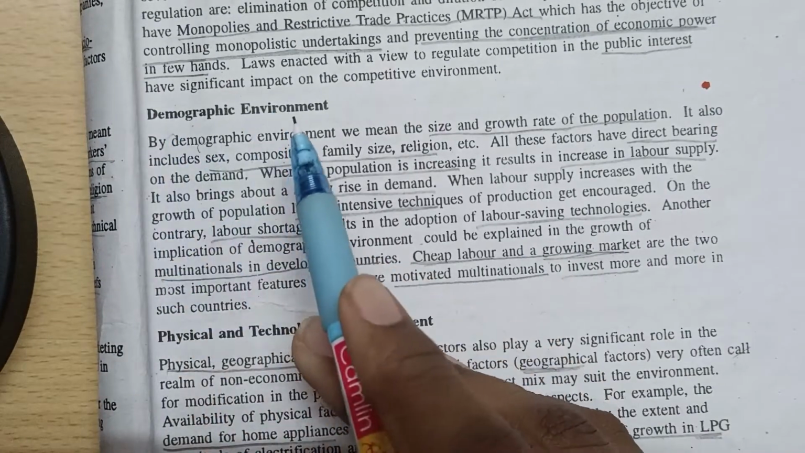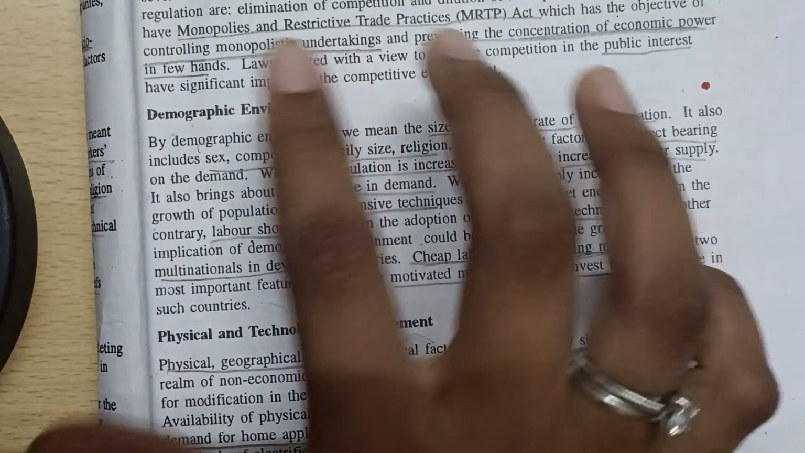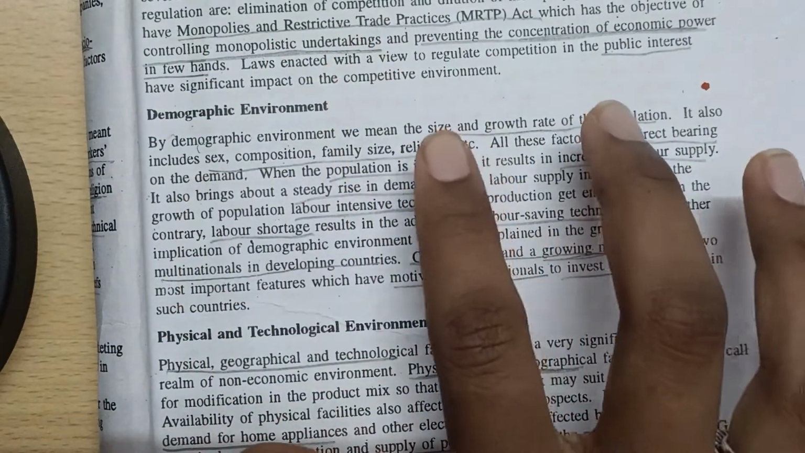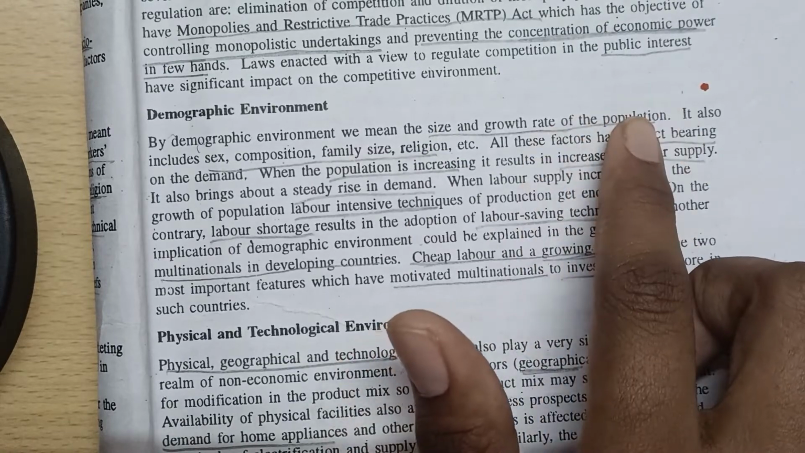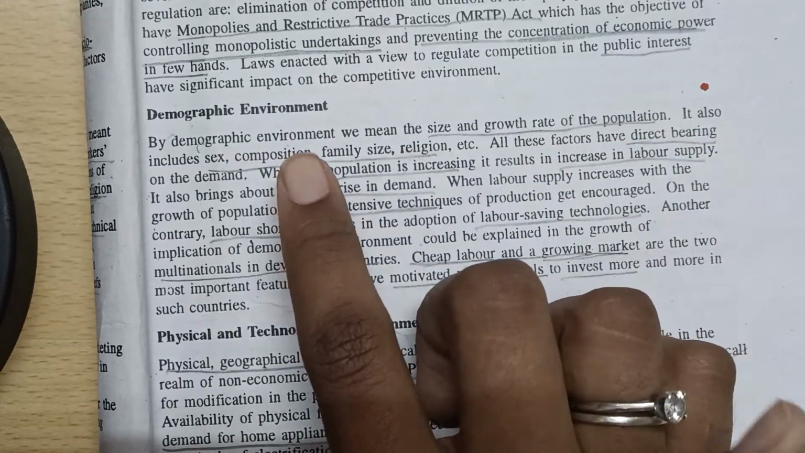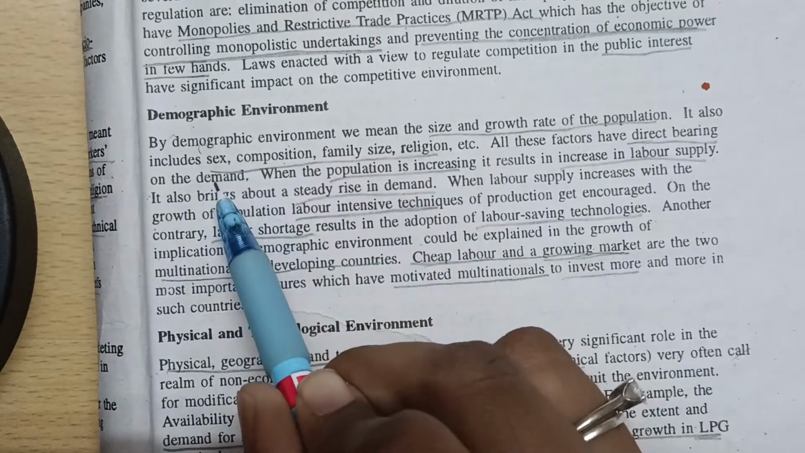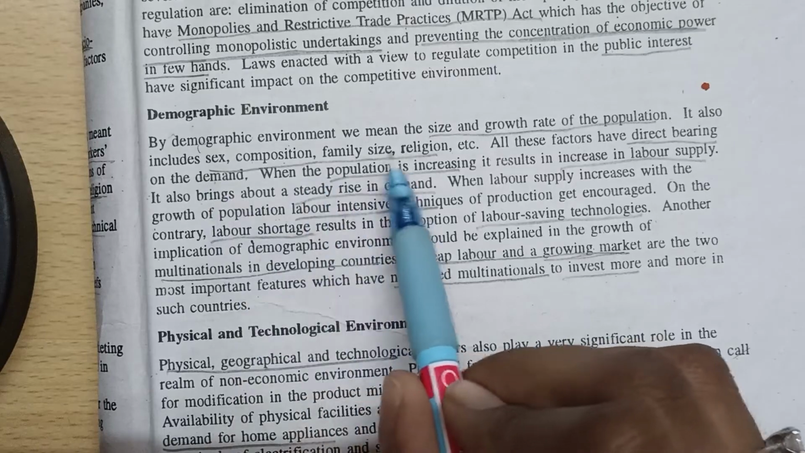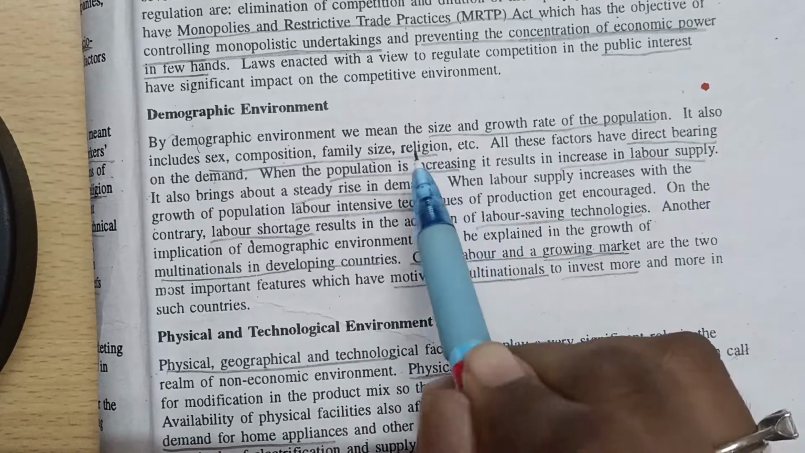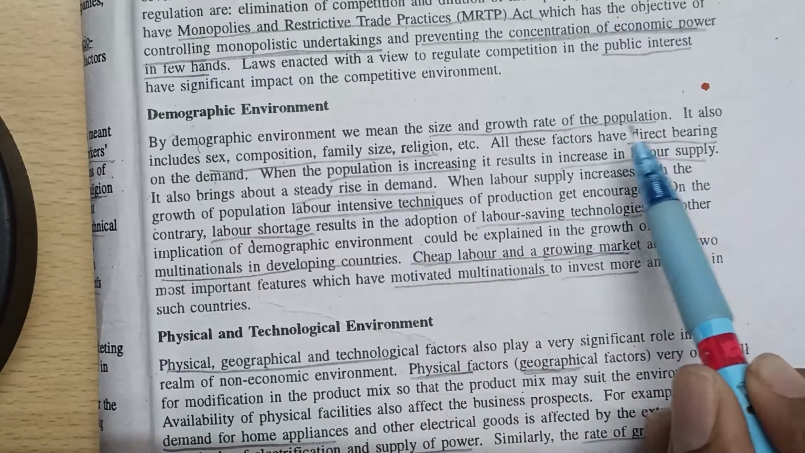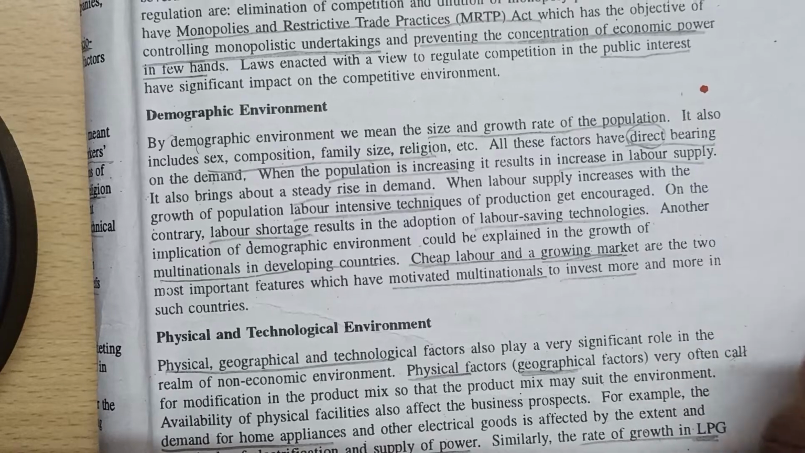Demographic is basically geographic. The business strategies will also be influenced by the demographic environment, that is the size and growth rate of population, how big the population is, and how fast the population increases or decreases. It also depends upon whether there are too many men or too many women, the family size, small families or large families, and whether there are so many Hindus, Christians or Muslims. They all have a direct bearing, meaning influence, on the demand.